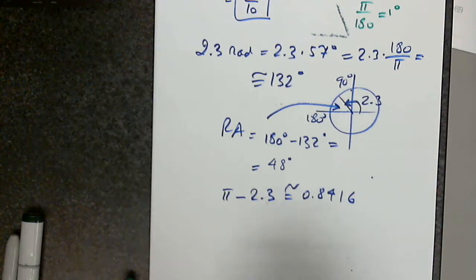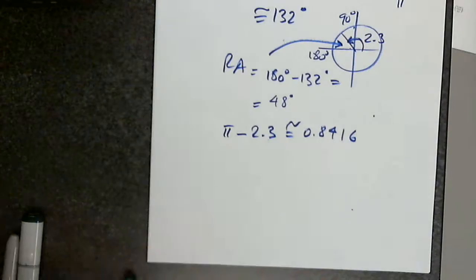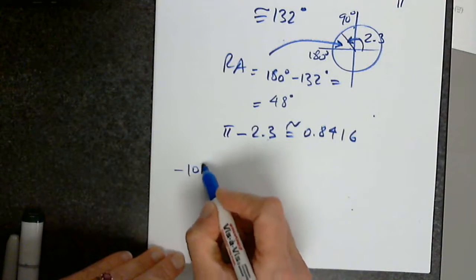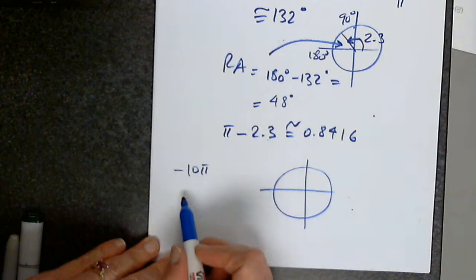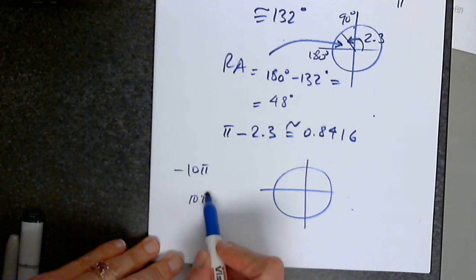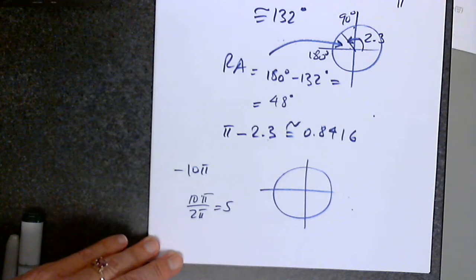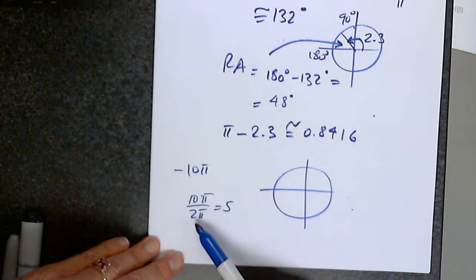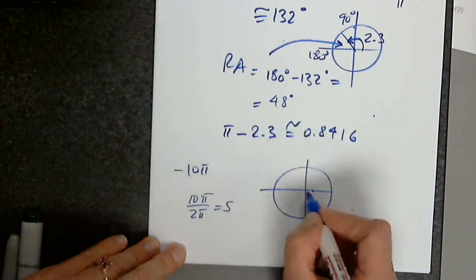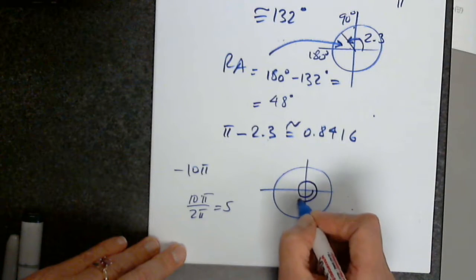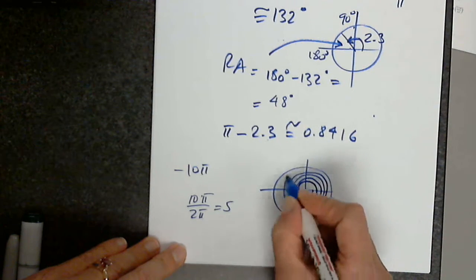Okay. And I think there was a third one, wasn't it? Negative 10 pi. So negative 10 pi. If I divide this by 2 pi, so 10 pi divided by 2 pi, this is 5 complete rotations. 10 pi divided by 1 complete rotation, I get 5. So this is in the negative. 1, 2, 3, 4, 5.